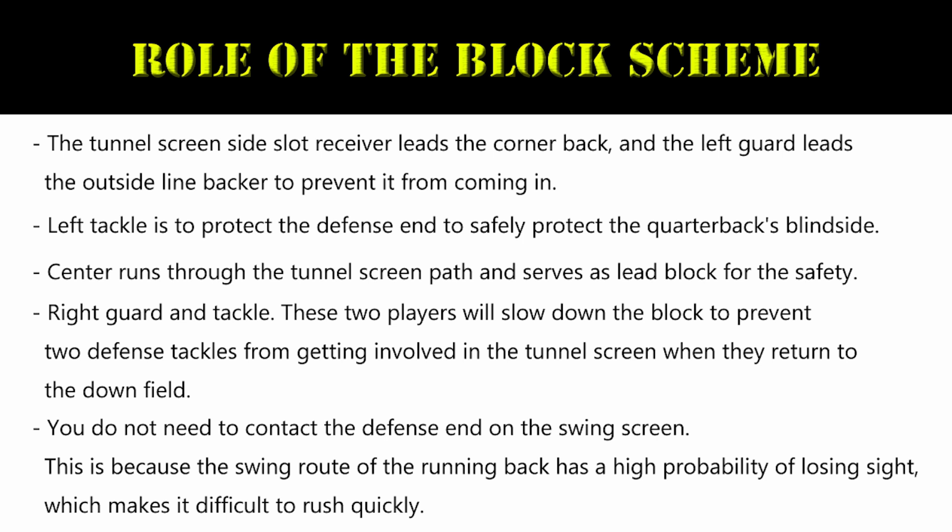Next is right guard and tackle. These two players will slow down the block to prevent two defense tackles from getting involved in the tunnel screen when they return to the downfield. You do not need to contact the defense end on the swing screen. This is because the swing route of the running back has a high probability of losing sight, which makes it difficult to rush quickly.